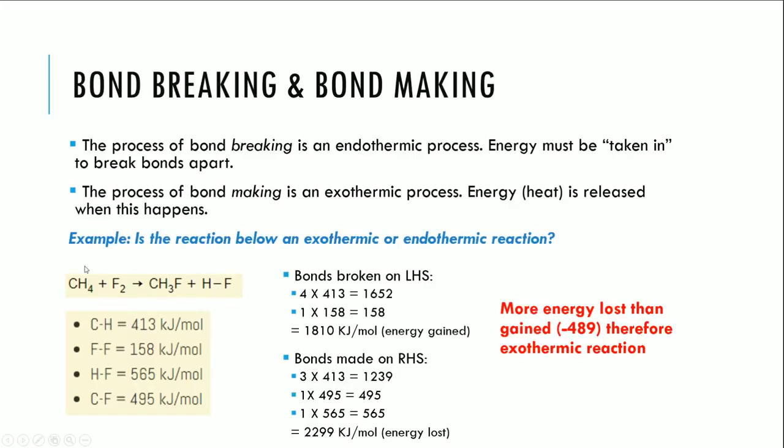So to sum that up, on the left hand side, by breaking apart all the bonds, 1810 kilojoules per mole of energy were gained, and on the right hand side, 2299 kilojoules per mole of energy was lost. So what we now have is that ultimately, we've lost more than we've gained. So it's a loss of 489 denoted by negative 489 kilojoules per mole of energy. Therefore, overall, because we've lost energy, it's an exothermic reaction. If we were to have gained more energy than we had lost, which would have been a positive number, then that would have been an endothermic reaction. So I hope that all makes sense.